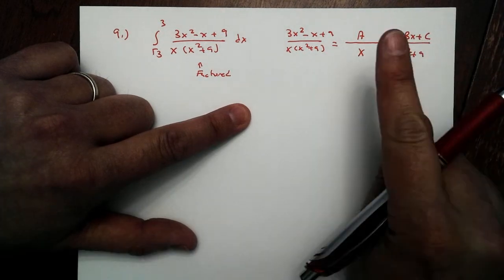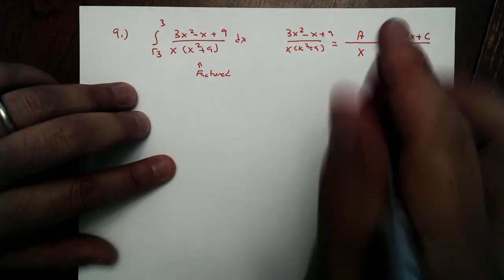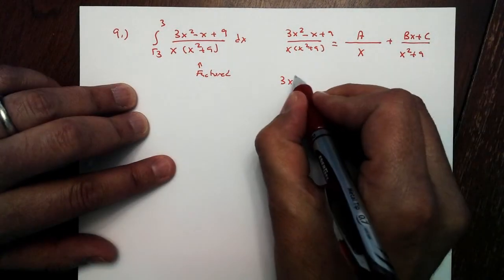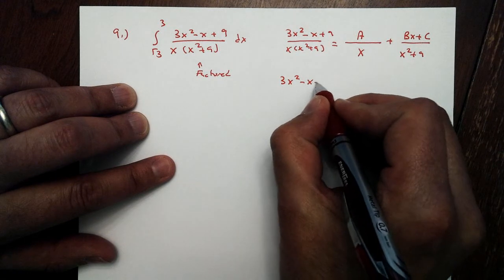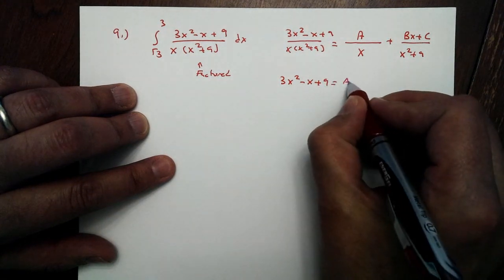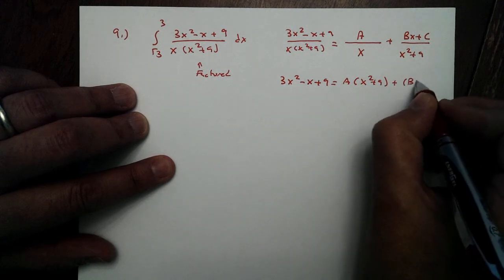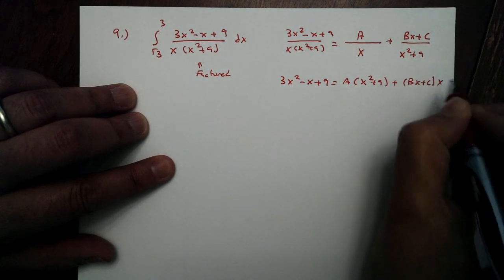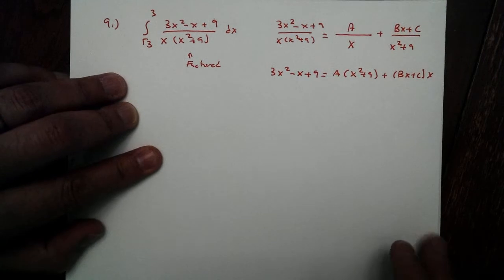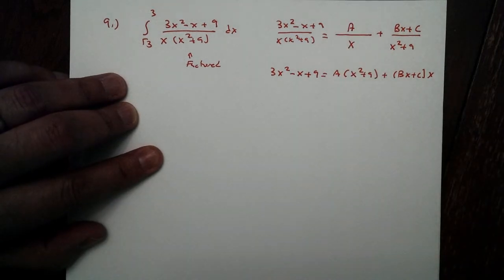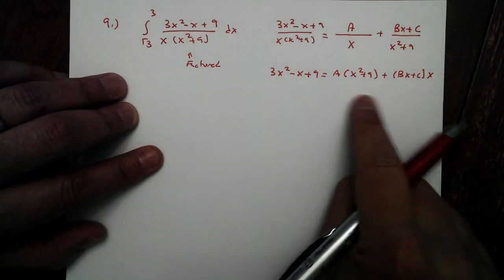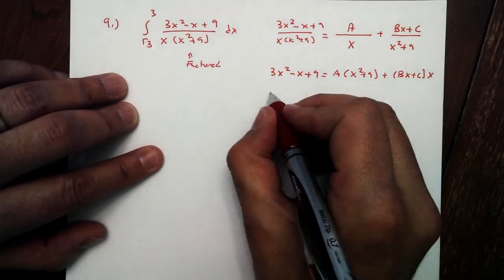And my common denominator is just x times x squared plus 9. And that's going to give us 3x squared minus x plus 9 equals a times x squared plus 9 plus bx plus c times x. Okay, using the Heaviside method, we are going to find our zeros.